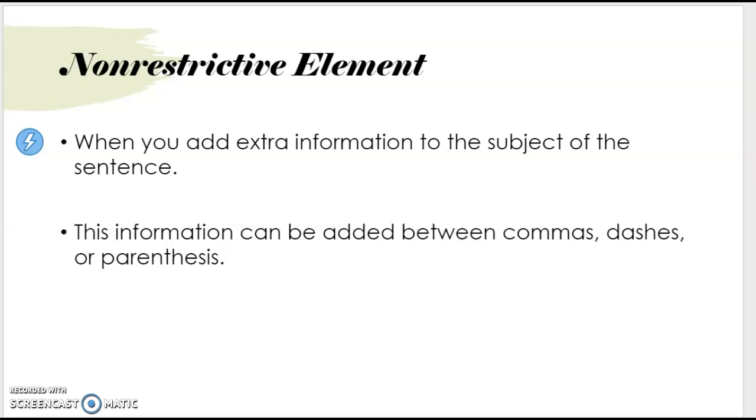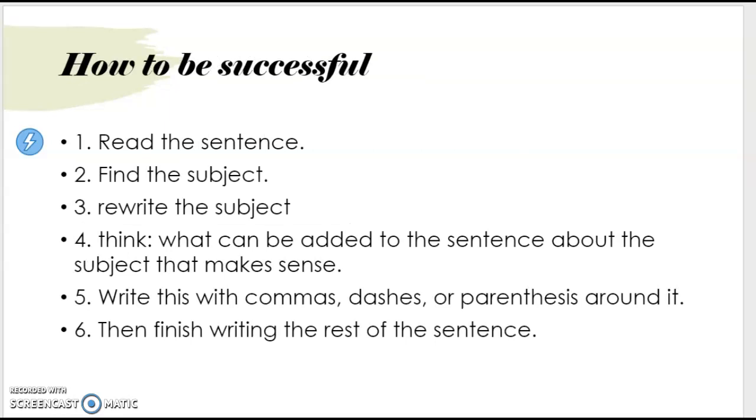A non-restrictive element is when you add extra information to the subject about the sentence. This information can be added between commas, dashes, or parentheses. So, ways to write non-restrictive elements: first you need to read the entire sentence. Then, find the subject, rewrite the subject. Think about it. What can be added to our sentence about the subject that makes sense? Write this with commas, dashes, or parentheses around it. Then finish writing the rest of the sentence. So let's do a few examples together because after you see some examples, you need to apply what you learned to your assignment.